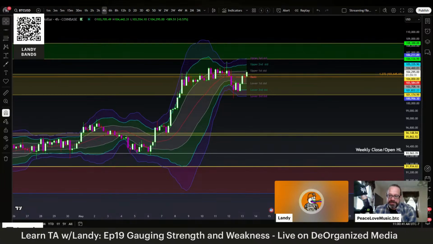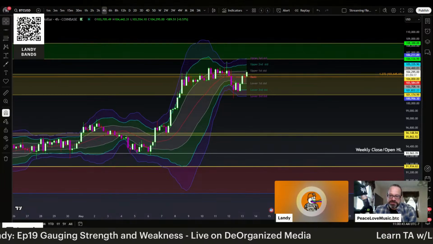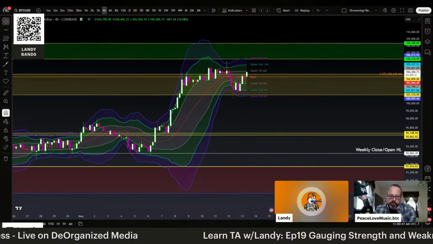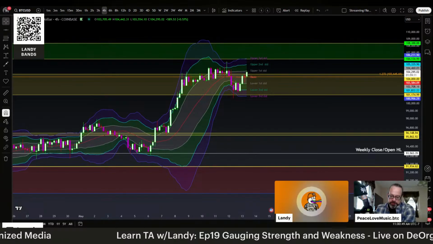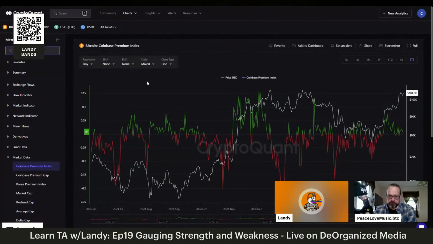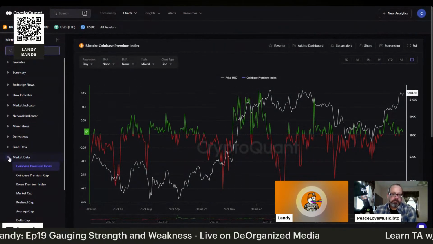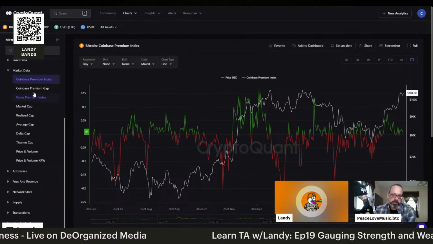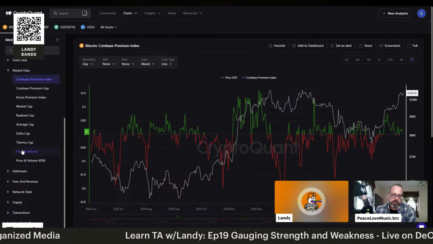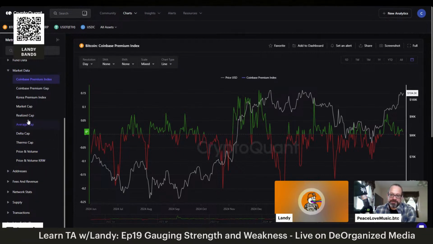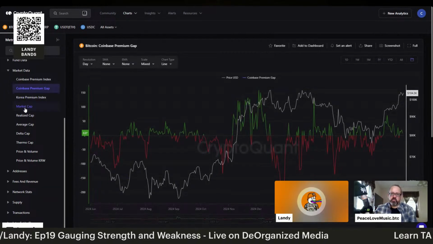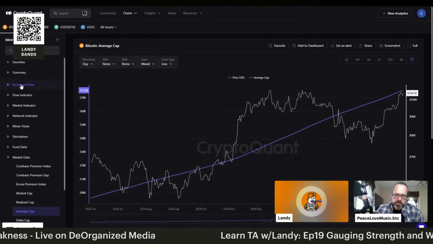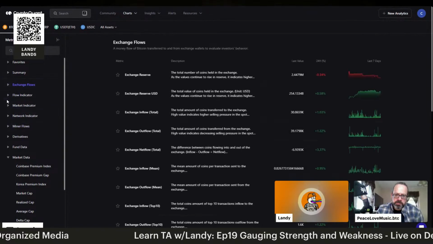Now, look, I will tell you that I'm using AI more and more to give me a better picture of stuff like what we have with platforms like this. Here, I'll just share this tab real quick. When it comes to fundamental data, I use AI to aggregate all of the market data from CryptoQuant now, because it's just easier instead of me going through, okay, where's the premium gap at? Market cap is here and average cap is here. And let me look at the exchange flows, and let's look at the flow indicator.